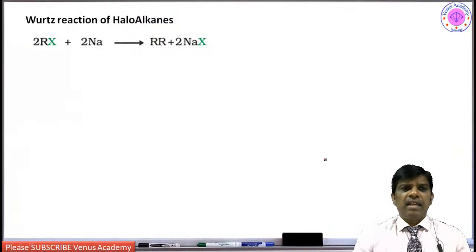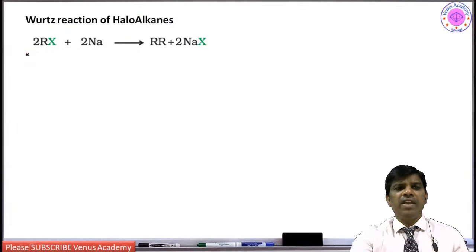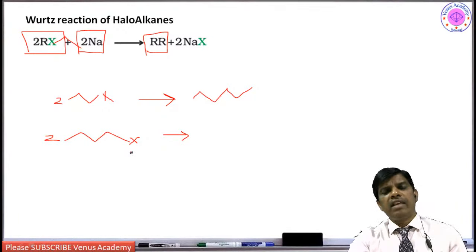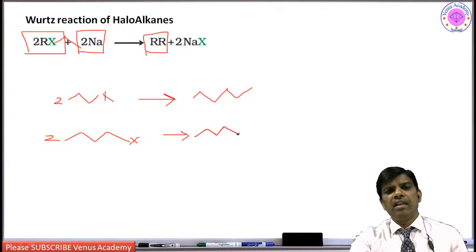Yes students. Next, Wurtz reaction. When you treat alkyl halides with sodium metal, it gives the dimer of the alkane. For example, if it is propyl bromide, 2 moles, you are going to get a 6-carbon chain, 1 2 3, 1 2 3. And if it is butyl halide, a 4-carbon chain with X, you are going to get octane, 1 2 3 4 5 6 7 8.